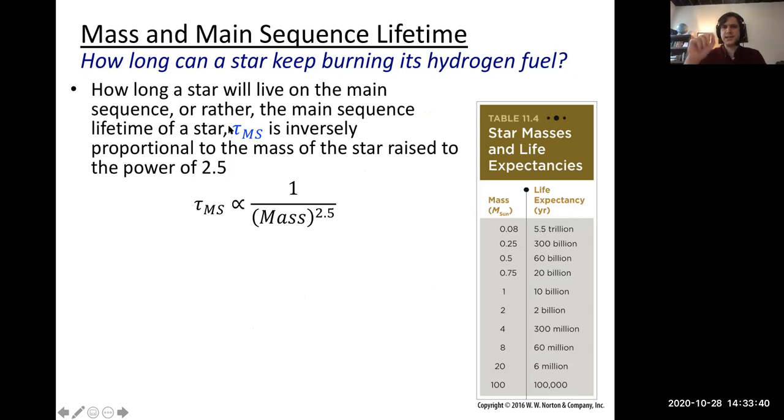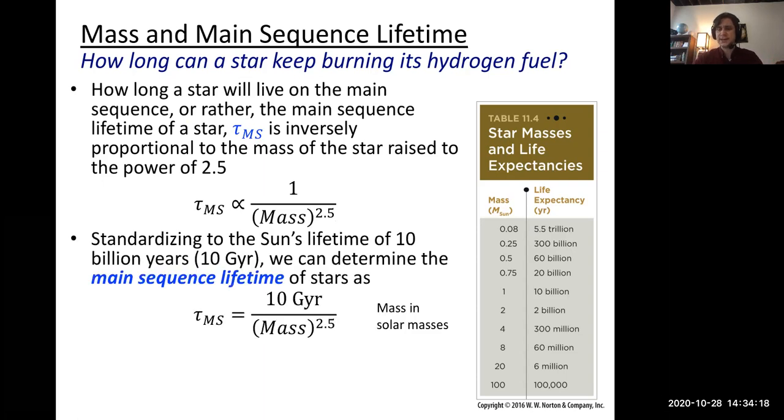We use, instead of t for time, the lowercase Greek letter tau, or tau, if you want to pronounce it more appropriately. So you have tau of main sequence lifetime. Our main sequence lifetime is proportional to 1 divided by mass to the 2.5 power. Same thing as saying that the main sequence lifetime is inversely proportional to the mass raised to the 2.5 power. That's great, but that's just a proportionality. What I need to do is anchor this. I need to compare this to something that we know. I have to give it some sort of a standard.